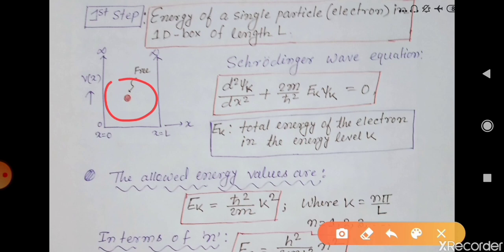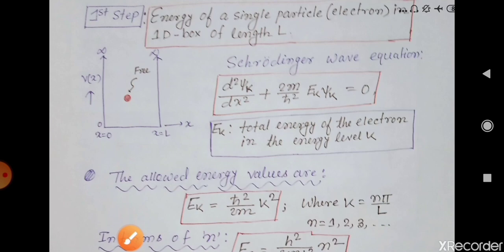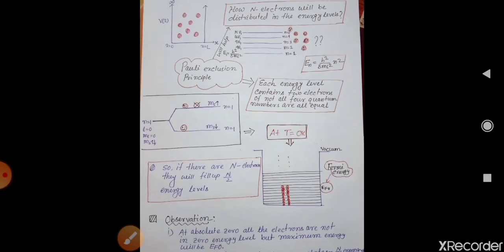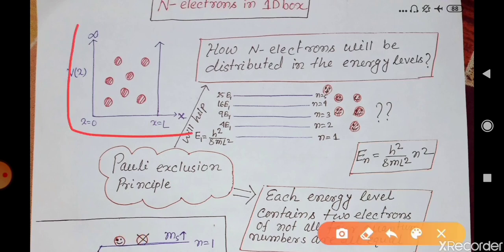But our aim is to find out what will be the behavior of n number of electrons when they are inside a one-dimensional box. So let's move to the case for n number of electrons. Here in this diagram, we can see that in place of a single electron, there are a large number of electrons within this one-dimensional box.